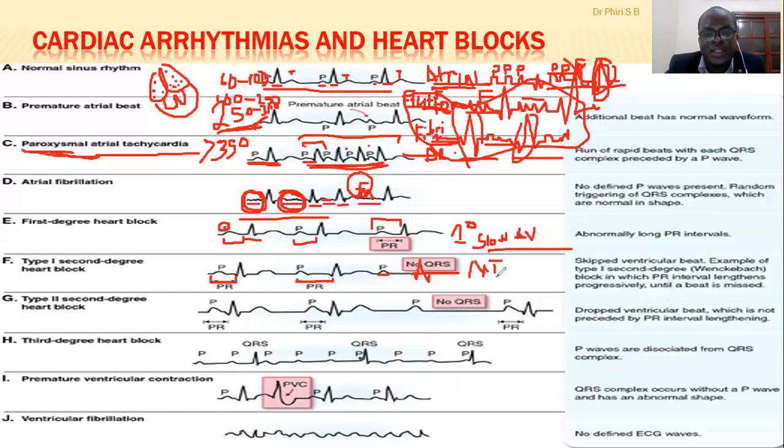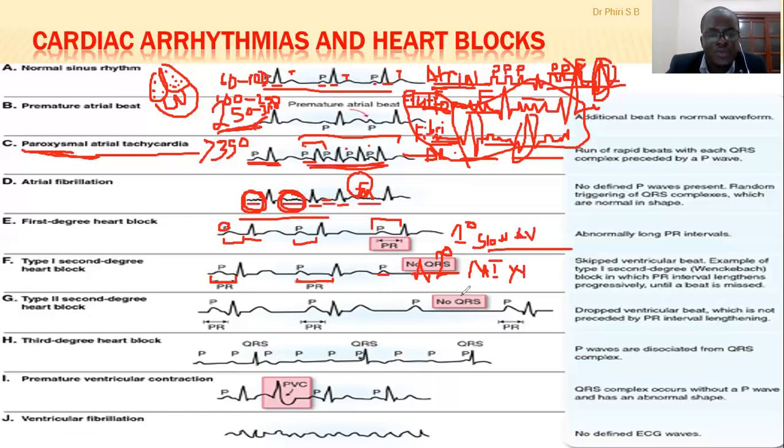So this is second degree because there's a missing wave. Whenever you see a missing QRS complex, it's a second degree. But if you have prolongation of PR interval, then it's Mobitz type 1, which is called Wenckebach. It's also called Wenckebach. Then you have type 2, second degree heart block. This is Mobitz type 2.